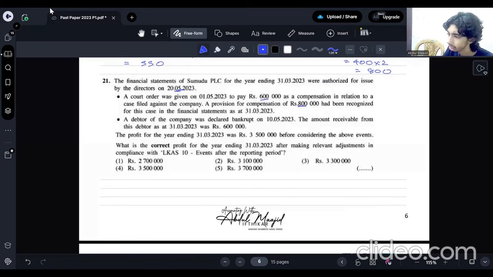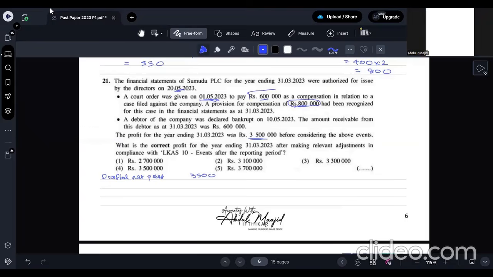Alright. Now here first of all, what are they asking? What is the correct profit after making the relevant adjustment? Now here they have given a drafted net profit of 3,500,000. Okay. Now what has happened? We have already provided a compensation provision of 800,000. After the reporting date, on 1st of May, we are getting a confirmation from the court saying you have to pay compensation of 600,000.